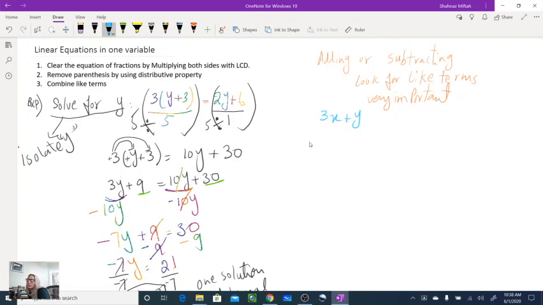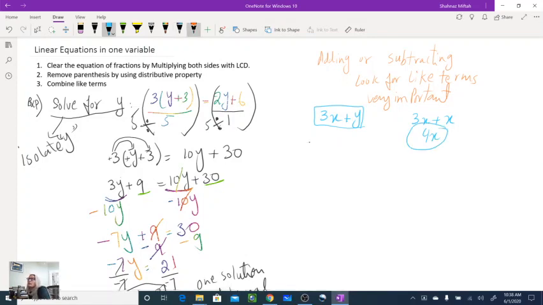They are not like terms, they are different variables. So it's very important. I can't solve this, it stays as it is. But if I have the same question and I have an x here, now they are like terms. And we have to look for like terms because we are adding or subtracting. So this will give me 4x, and that will be my answer.